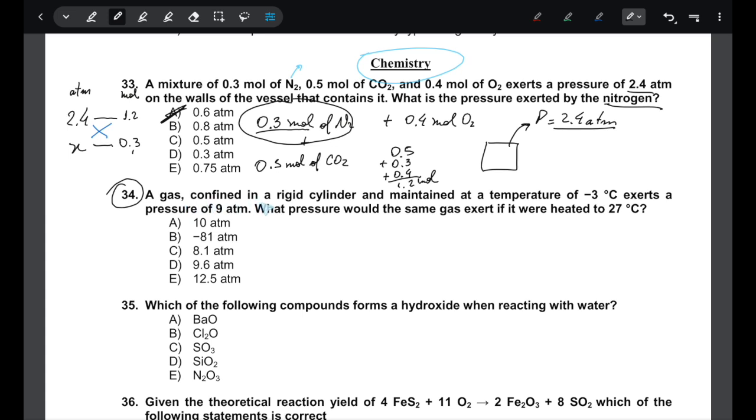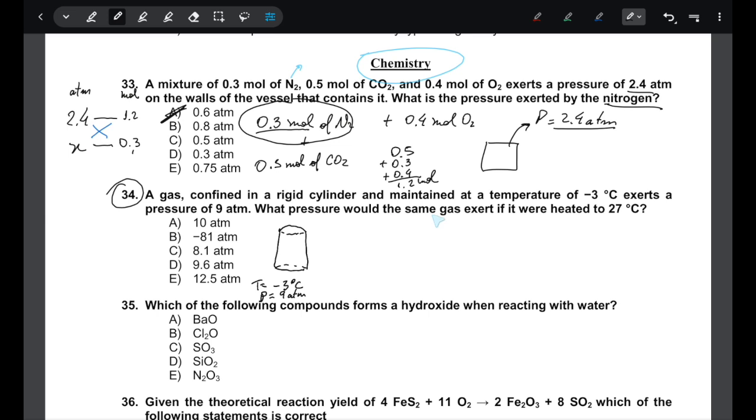A gas confined in a rigid cylinder. So we're going to have to draw a cylinder. Oh my God, I'm not that good at drawing. All right, just use your imagination because this one is my rigid cylinder, okay? A gas is confined in a rigid cylinder and maintained at a temperature of -3 Celsius. It exerts a pressure of 9, so the temperature is going to be -3 and the pressure is going to be 9 atm.